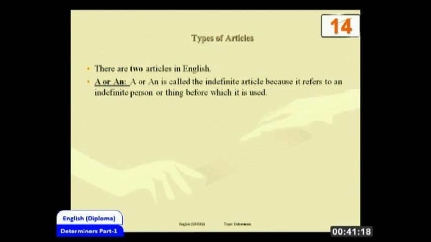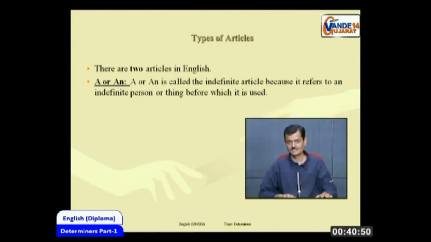For example, call a boy. Which boy? Any boy. I say any boy. I am not very certain. Call a peon. Which peon should I call? Should I call a peon from the civil department? Should I call a peon from the mechanical department? No, I am not specifying. You can call any peon. A peon means any peon. So in this way, these two articles are known as indefinite articles.